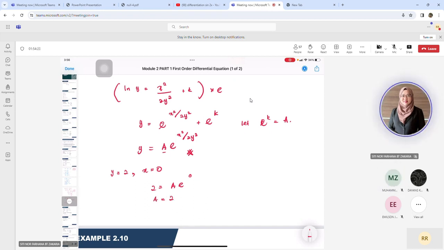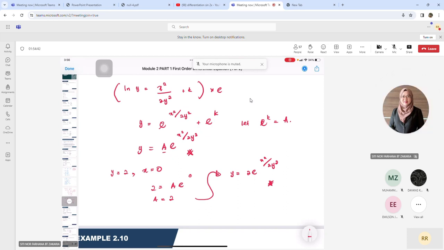So a equals to 2. Then the particular solution for this DE is y equals to 2 exponential x power of 2 over 2y power of 2. This is your final answer. Is it clear? Clear. Okay, yes.